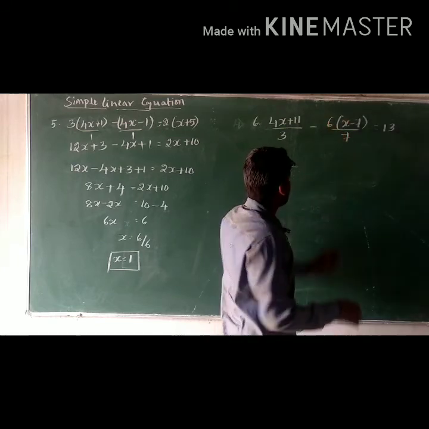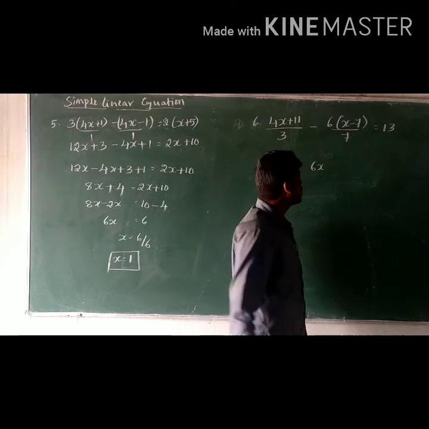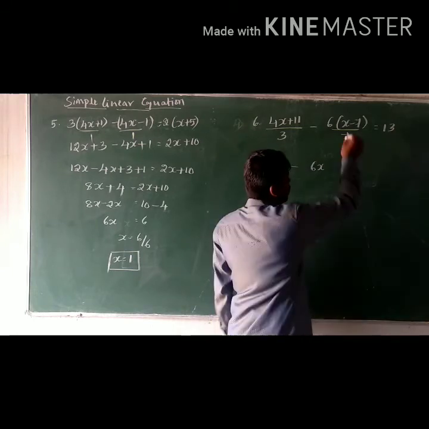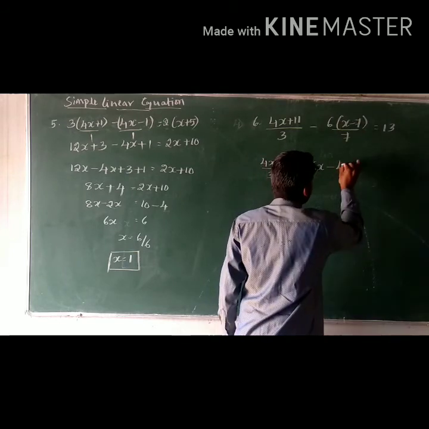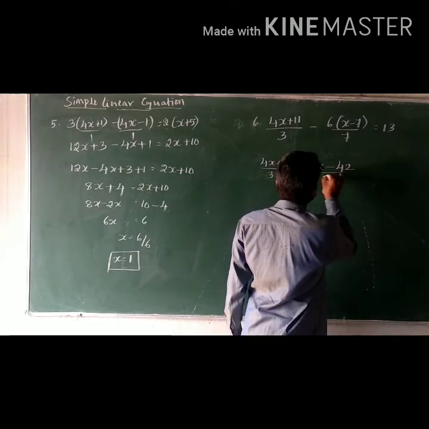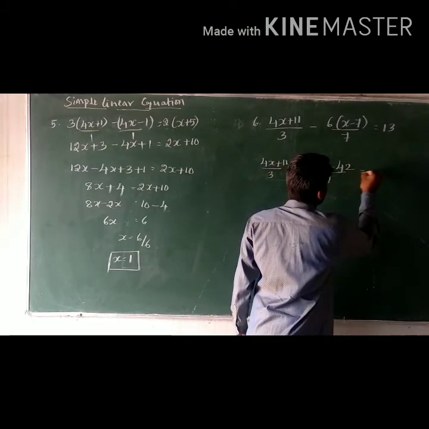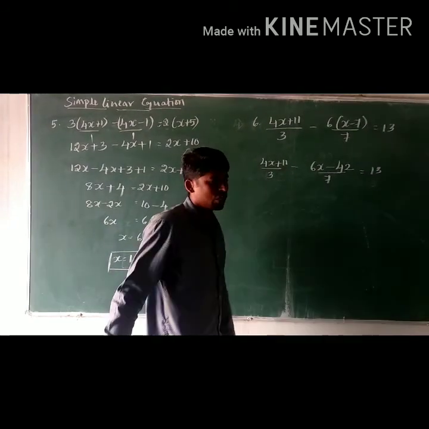The 6 into x, we get 6x. Okay, 6 into x, we get 6x. Now plus into minus, minus. Okay, 6 sevens are 42. Now divided by 7 is equal to 13. I cannot continue with the problem like this.